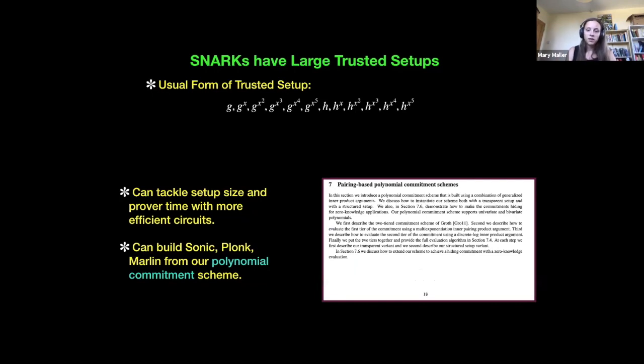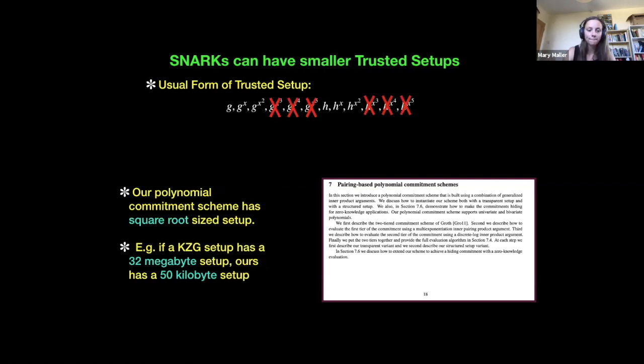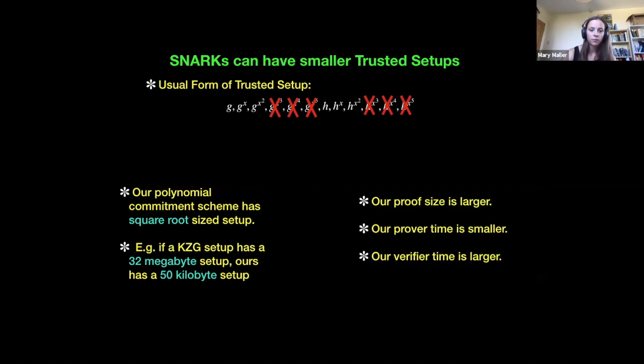If you were instead to use our polynomial commitment scheme, what you would get is that the setup size would be smaller, and also that the prover time would be smaller. So our polynomial commitment scheme has a square root setup size. So in practical terms, this would take a 32 megabyte setup down to a 50 kilobyte setup, which is pretty significant.